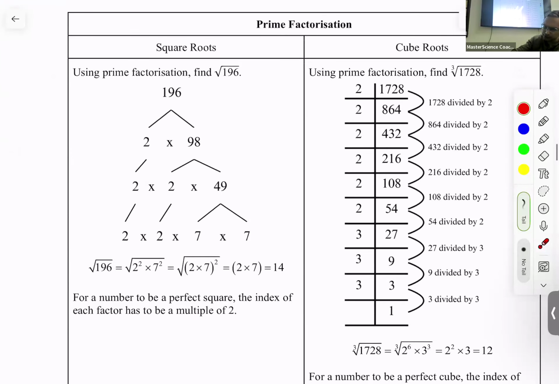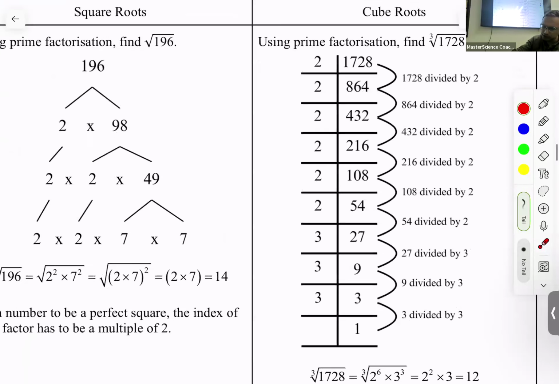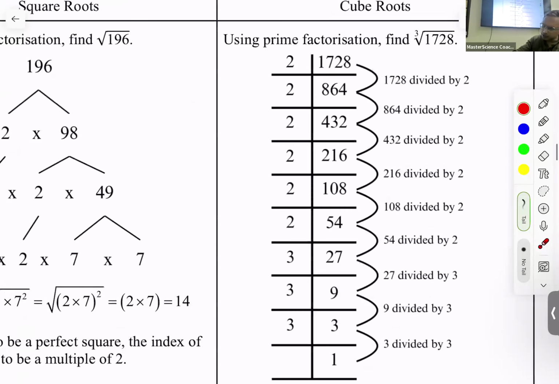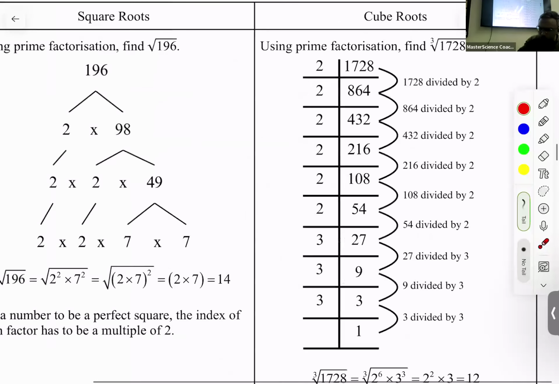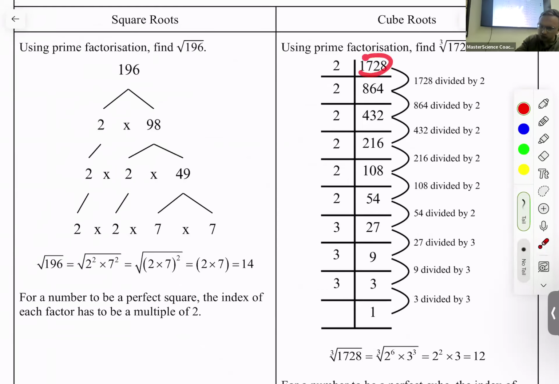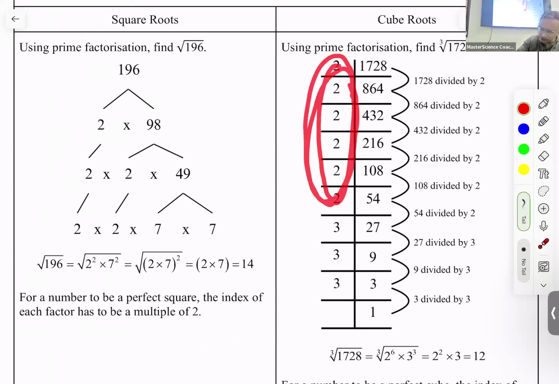So let's look at this one. This one we're doing cube roots. You cannot use a calculator, but you can check your answer using one. This is 1728. They are asking you to use prime factorization to find the cube root of 1728. So 1728 divided by 2 is 864, 864 divided by 2, I don't need to go through the whole thing. Basically, 1728 is 2 to the power of 6. Can you see that there are six twos here? 2 to the power 6 times 3 to the power 3.